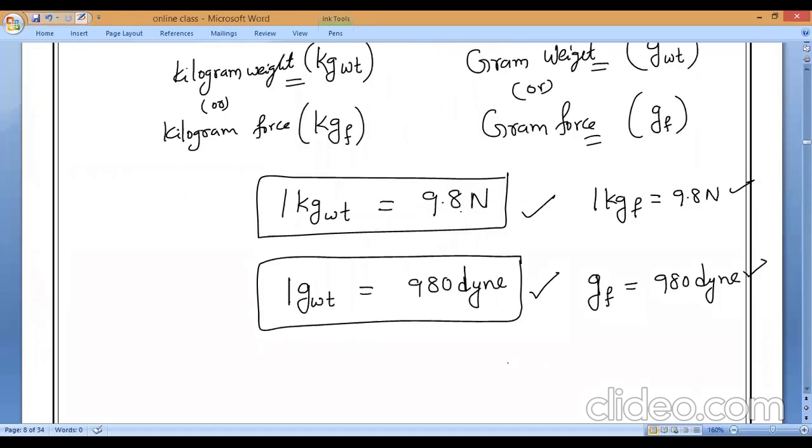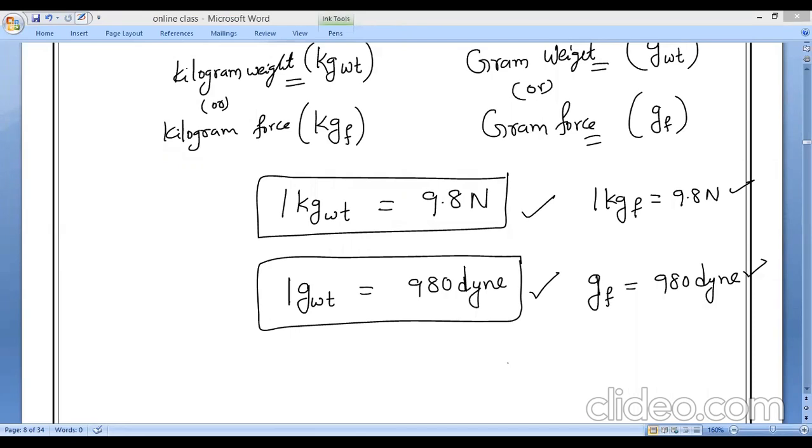So 1 kilogram weight is equal to 9.8 newtons. 1 gram weight is equal to 980 dynes. That is the relationship between absolute units and gravitational units. Any doubt, guys? Till here, please respond. Yes? All of you, are you clear? So this is all about Newton's second law, the derivation of Newton's second law, and the units and relations of units of Newton's second law. Any doubt, guys? Please respond.